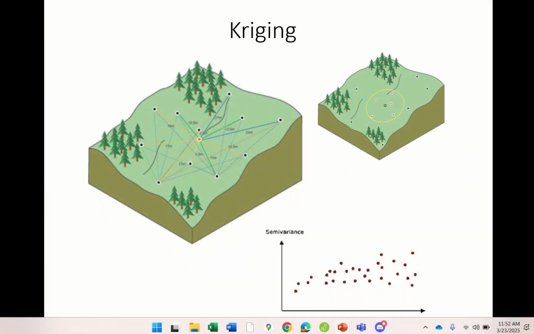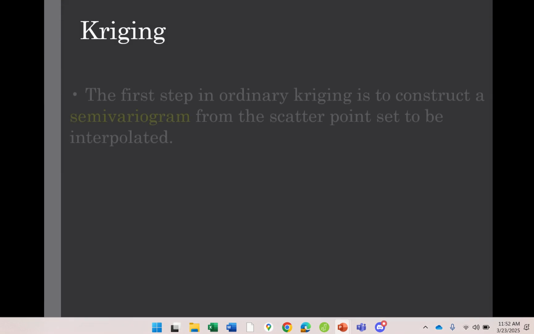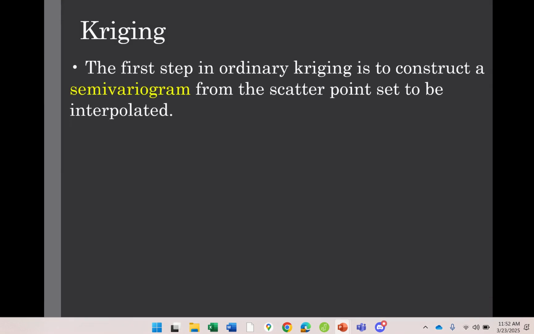Kind of like with inverse distance weighting, if we're trying to interpolate what a value is going to be at a certain location, we're going to look at observed values surrounding it, but we're also going to apply geostatistics based on creating this semi-variogram. Sometimes it's called the variogram. All right, so the first thing in kriging, we've got to construct our semi-variogram based on observed values of whatever the variable is that we're looking at. Gold deposits, soil moisture, elevation.